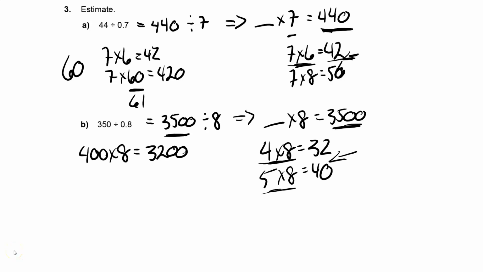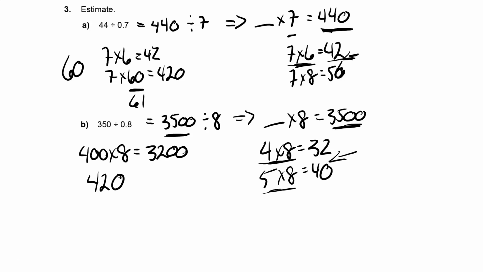I can conclude then that 400 is a reasonable estimate for 350 divided by 0.8. I'd probably actually go a little bit further to say the number I'm looking for is a little bit bigger than 400. And I might go one step further to say maybe it's around 420.